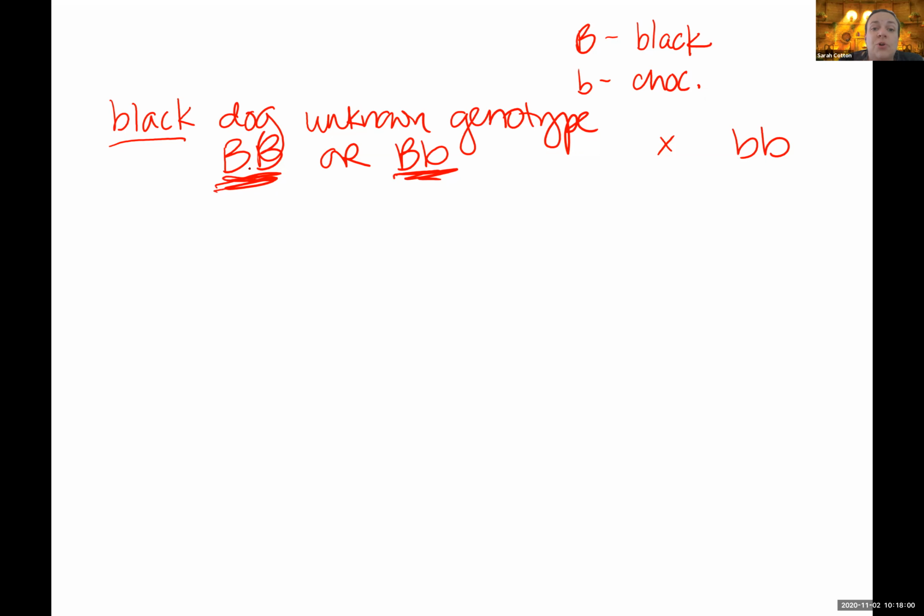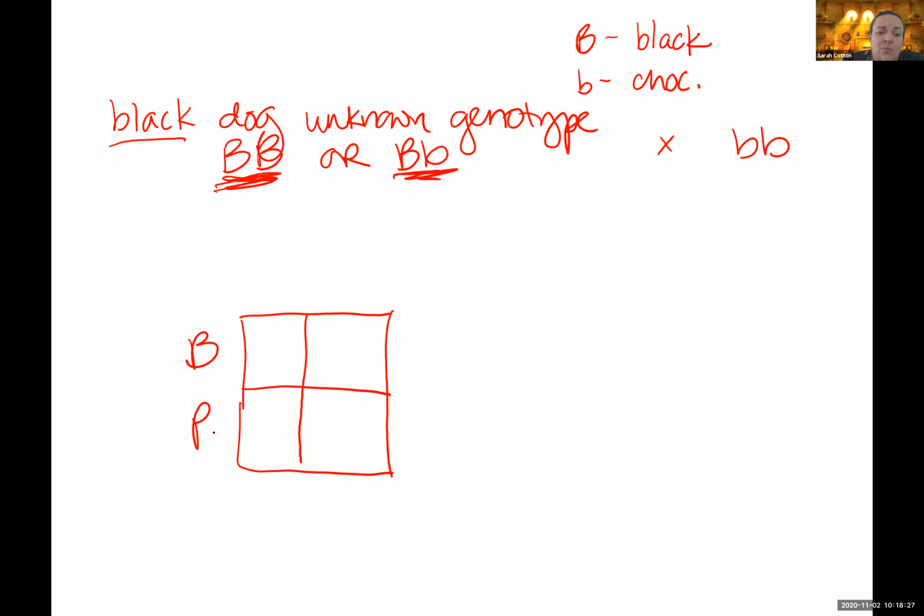Okay. So if we're doing our first Punnett square, I can't draw a square on a computer to save my life. If we're doing our first one where we're assuming she's homozygous dominant, right? What can she put? What kind of alleles can she put in her eggs? Well, all she has are big B's.